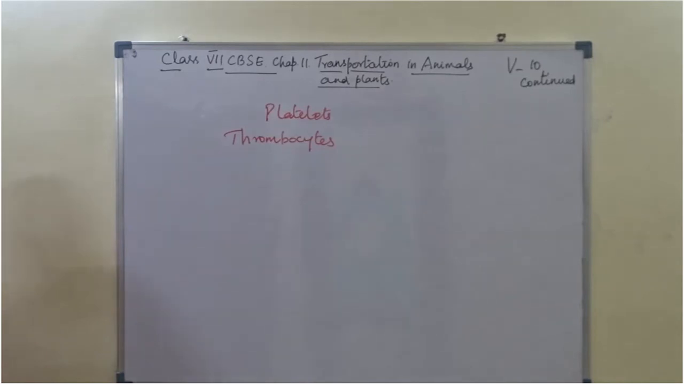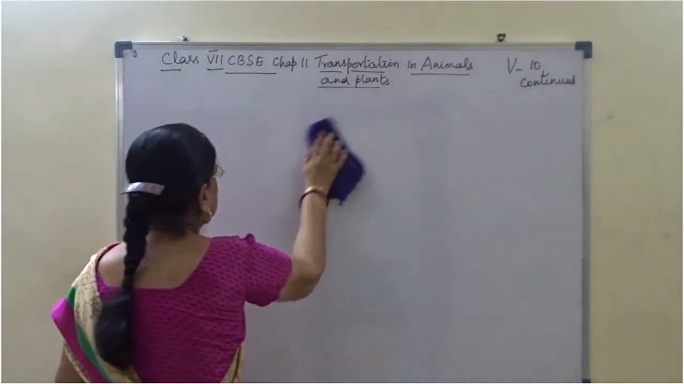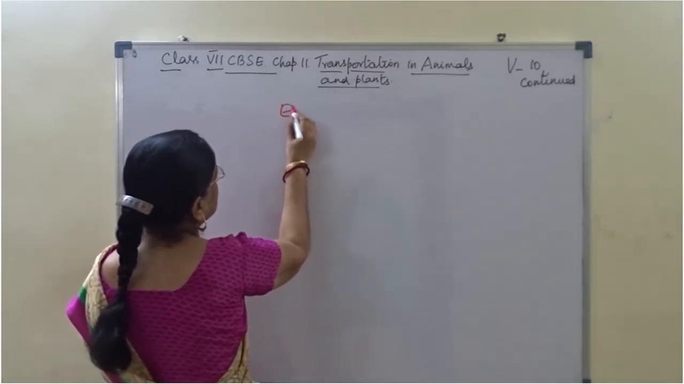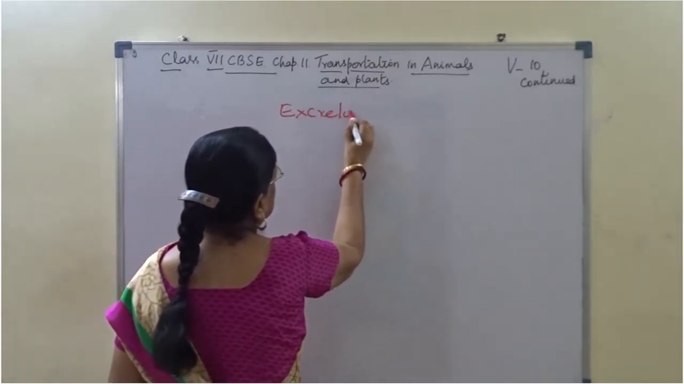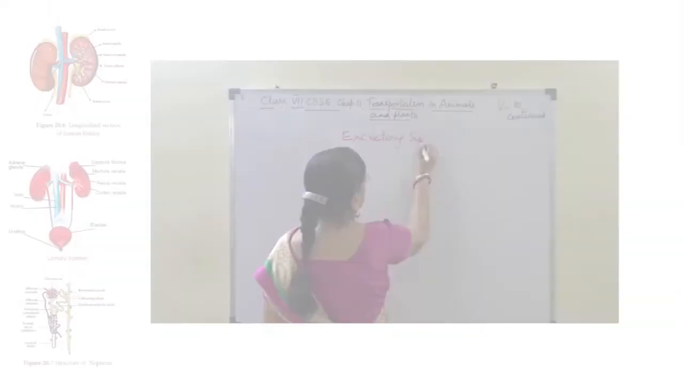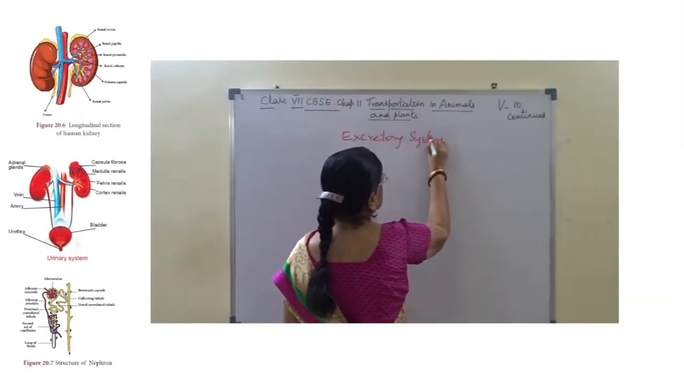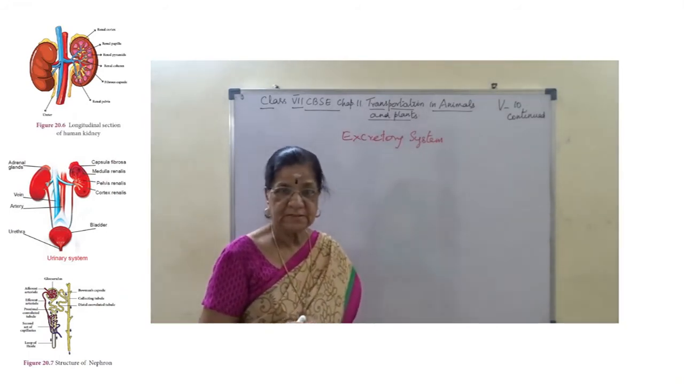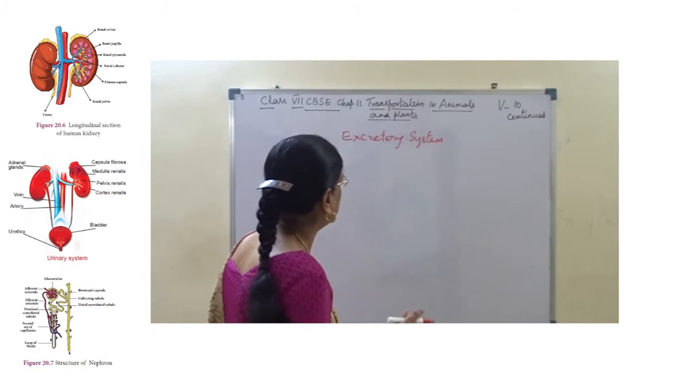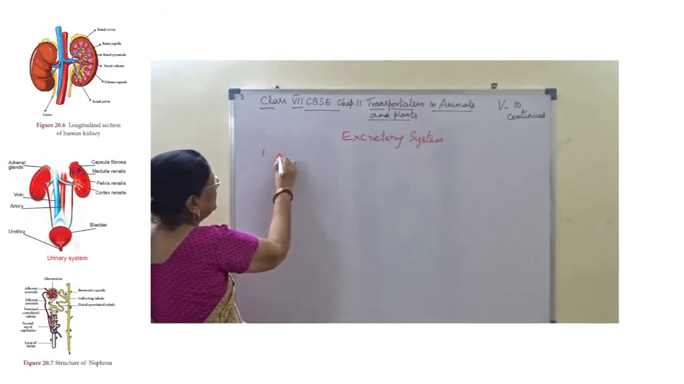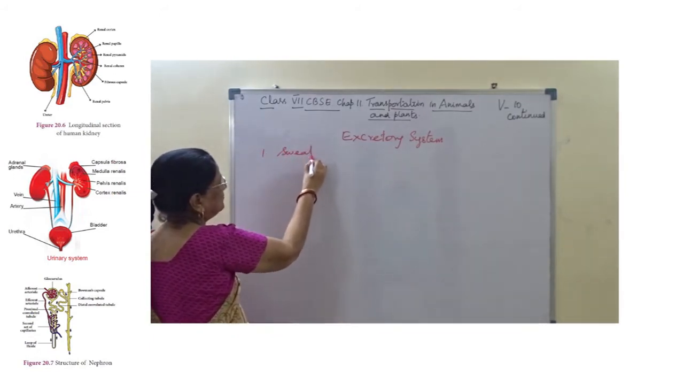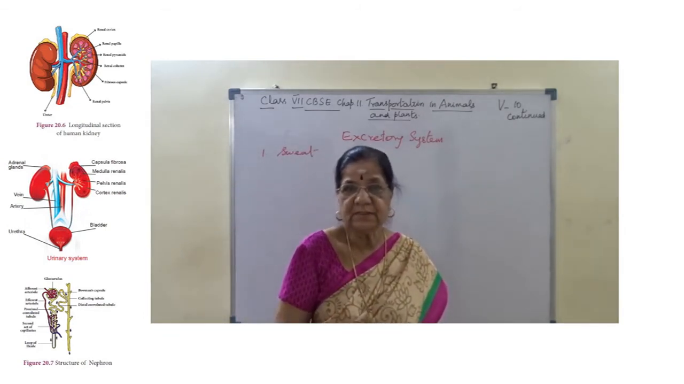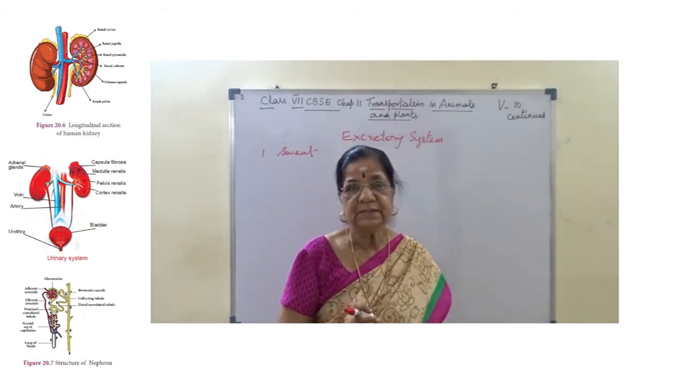The next topic is the excretory system. What do we know? The excretory system is the elimination of waste from the body. First one we refer to is sweat. Sweat glands secrete sweat. That is also an excretory product.